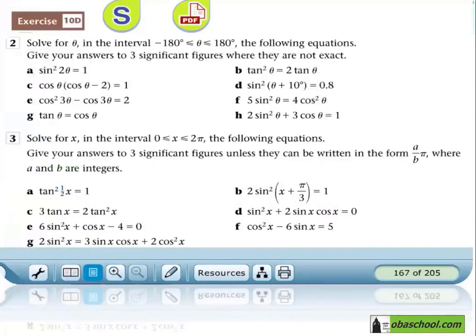You can solve these exercises in the same way. Look at exercise 3, part E. We have a mix between sine and cosine. So here you need to use the identity and change the equation to have only one variable or trigonometrical ratio.